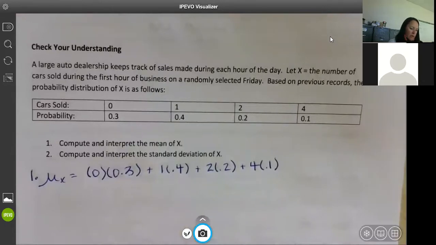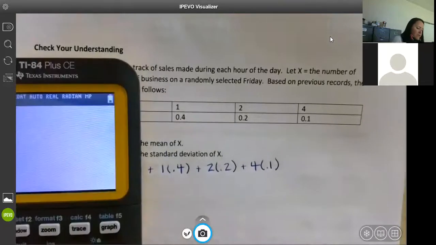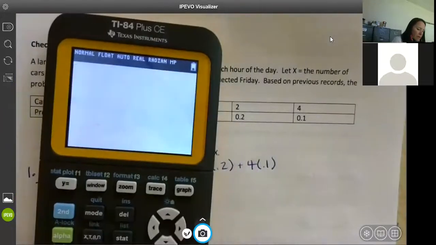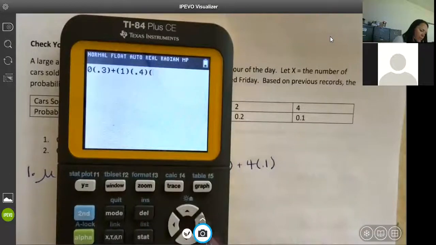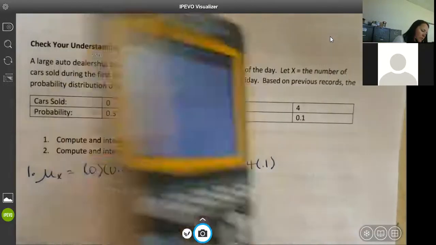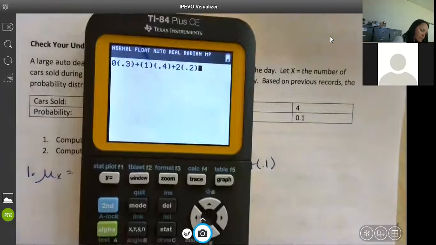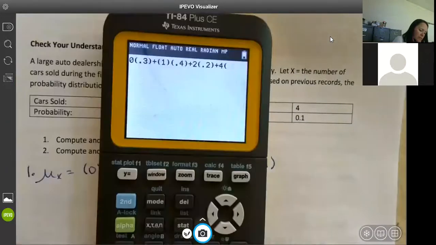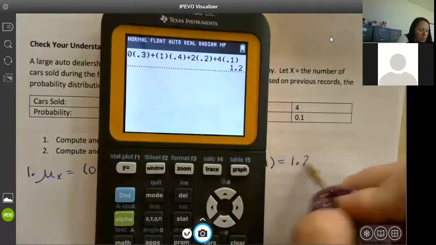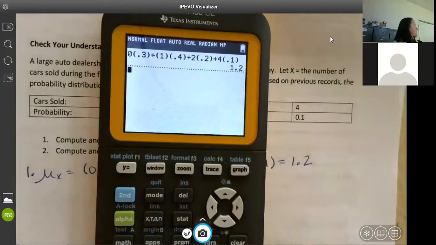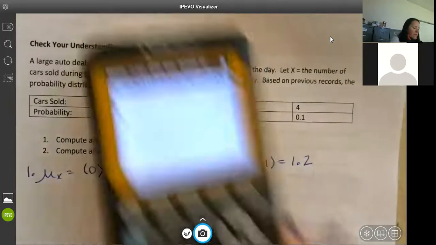Okay, put that in your calculator. We don't have to do the 0 if you don't want to. I'm going to go ahead and put it all in there anyway. 0 times 0.3, 1 times 0.4, 2 times 0.2, and 4 times 0.1. And we get 1.2. Is everybody okay with that? All right, so that's by hand.